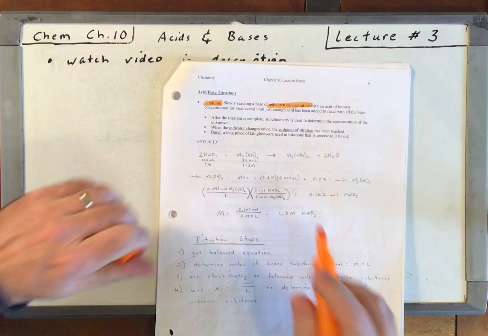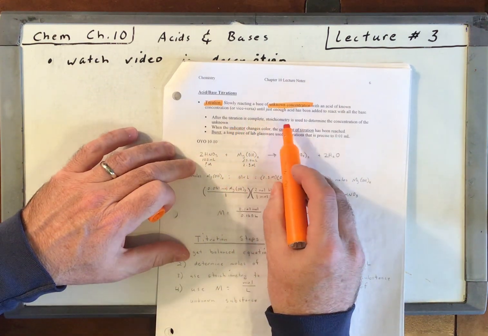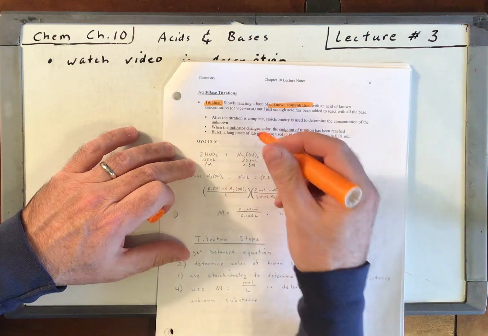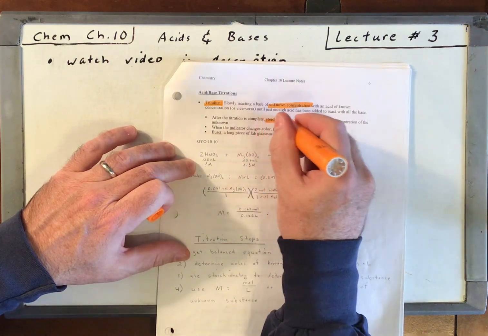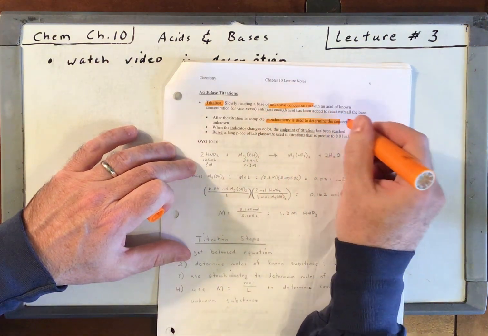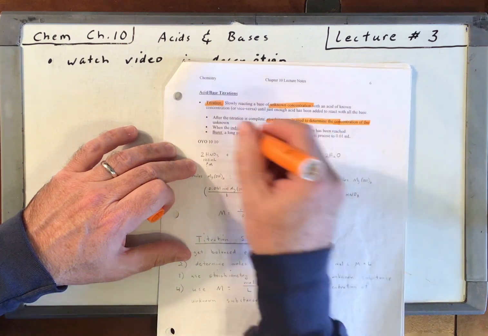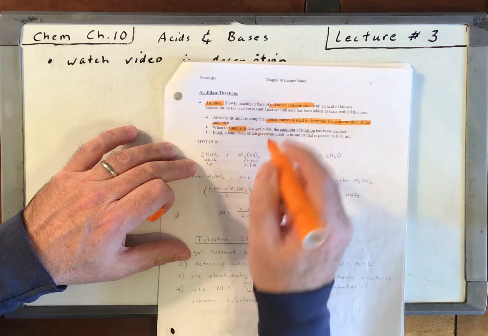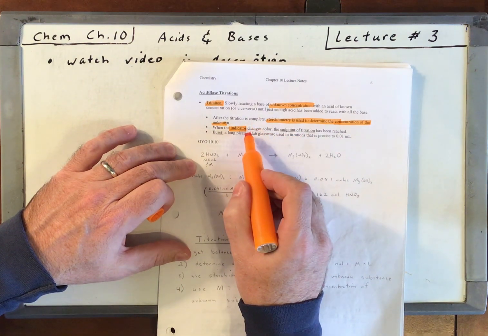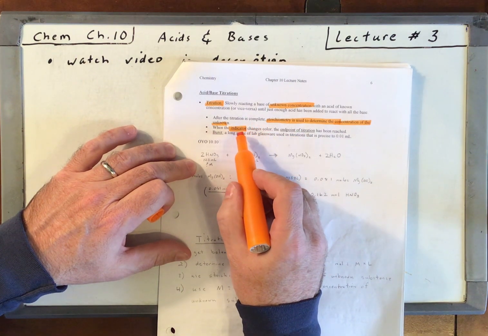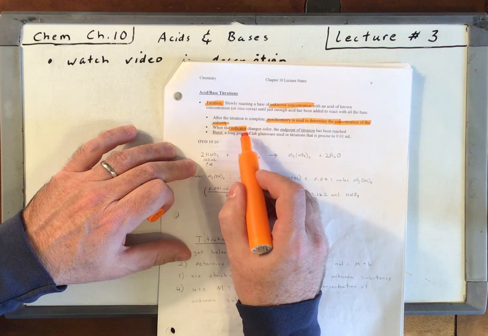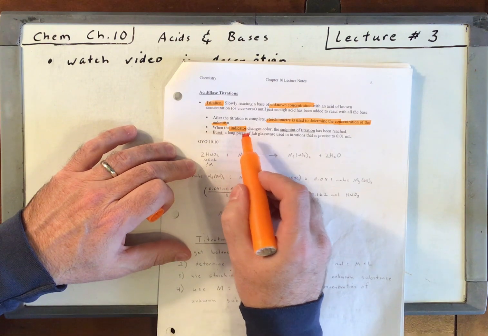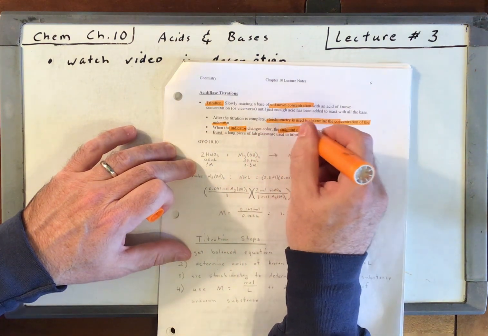Okay, so after titration is complete, stoichiometry is used. So this is a stoichiometry problem to determine the concentration of the unknown. We're going to have a solution that has an acid-base indicator in it, all right? So in our lab, it's going to be pink. And when all of the pink goes away, you know you've reached the end point of titration.